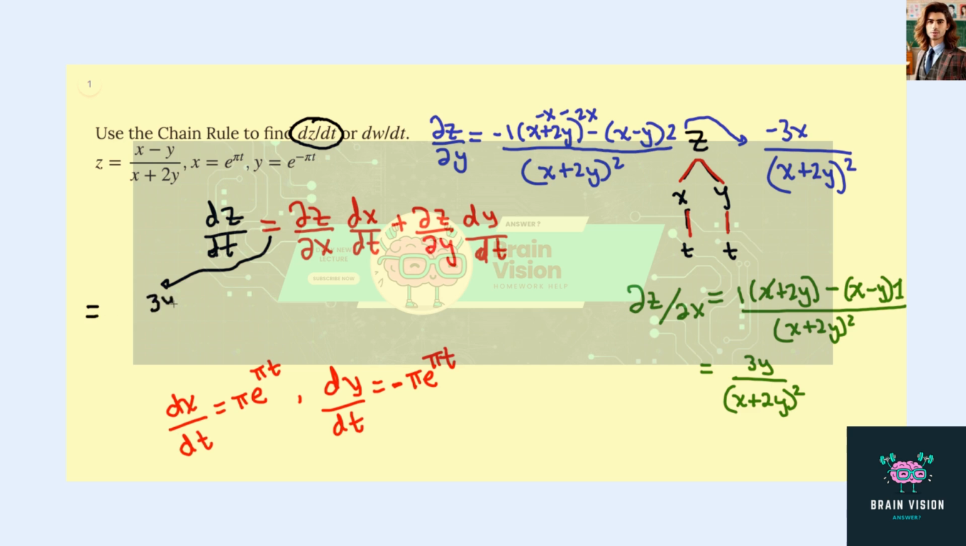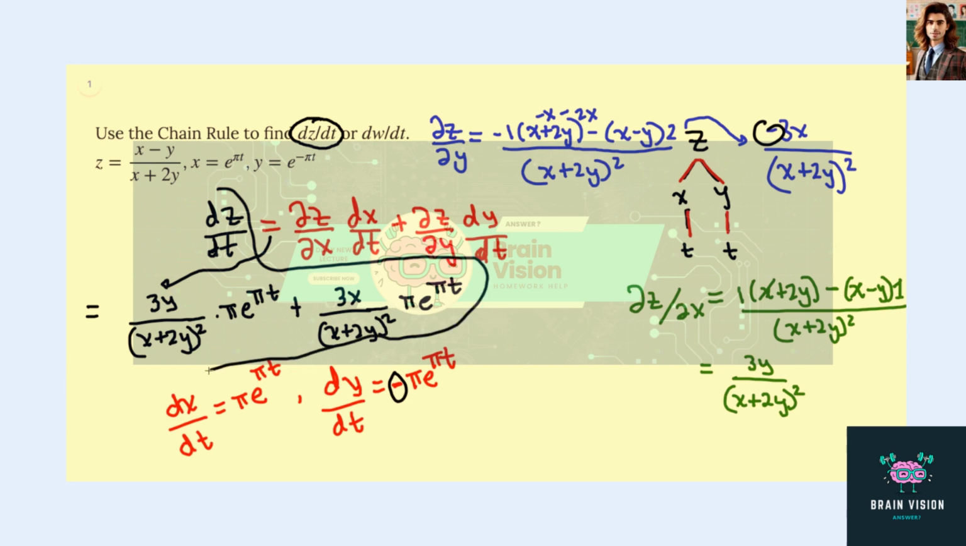So dz over dx times derivative of x with respect to t. And then we'll have also here, notice that these negative signs will cancel out. So we could just keep this as a plus. And then we'll have 3x over this term squared. And then pi e to the pi t. And that's our final answer.